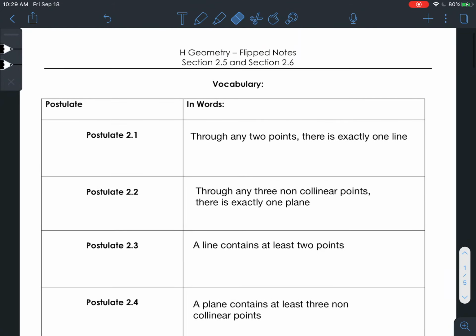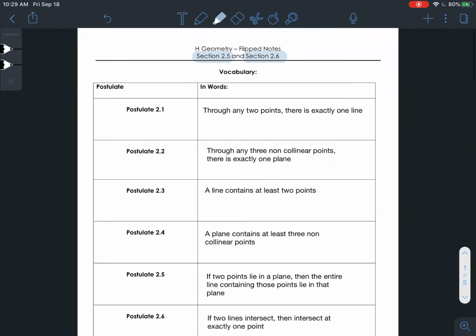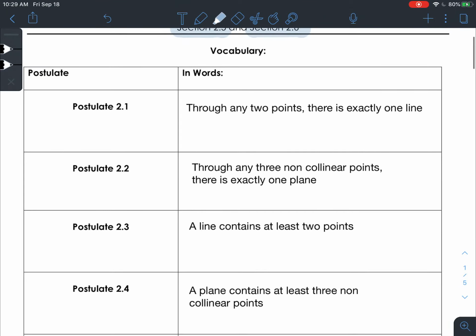All right, guys. So in this lesson, we're going to be talking about section 2.5 and section 2.6. But what we're really doing is just looking at the vocab for these sections so that we can then go ahead and apply it, okay? So in this first set, we have 7 different postulates. And obviously, feel free to pause me so that you can write them down as I go along.